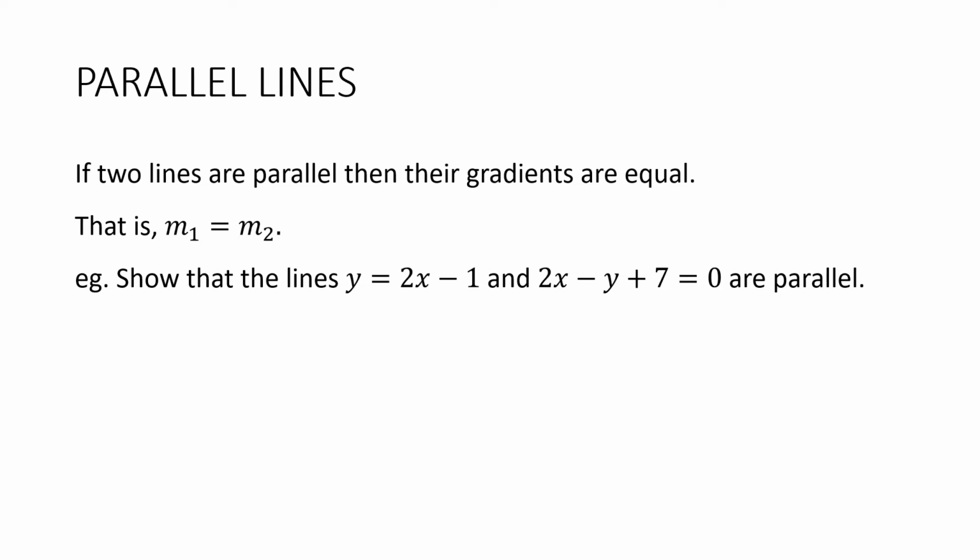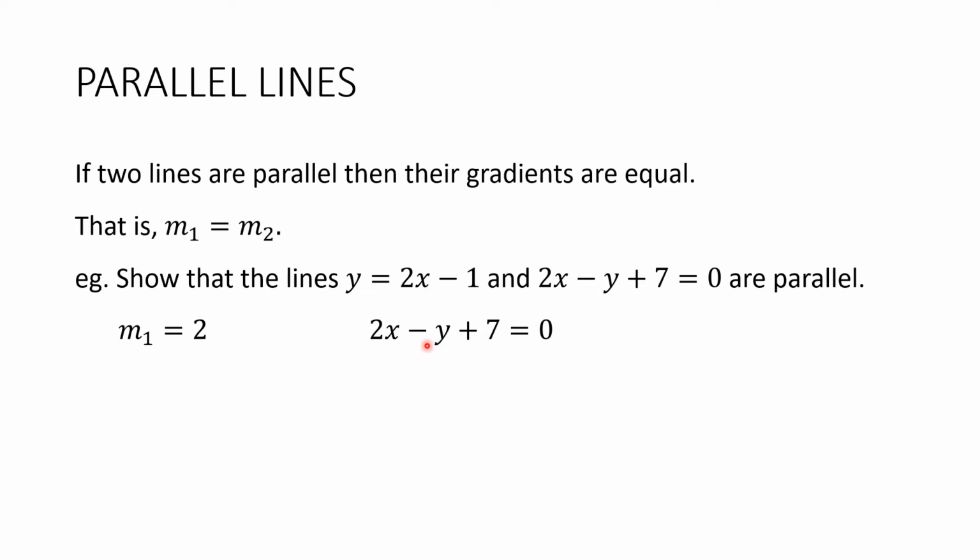And you can see that these lines are written in different forms. This one is in gradient intercept form, which makes it easy for us to find the gradient, which is 2. But this one is written in general form. We need to turn this one around to put it into gradient intercept form first. Now the quick way to do this is to look for the y term and take it to the side where it's going to be positive.